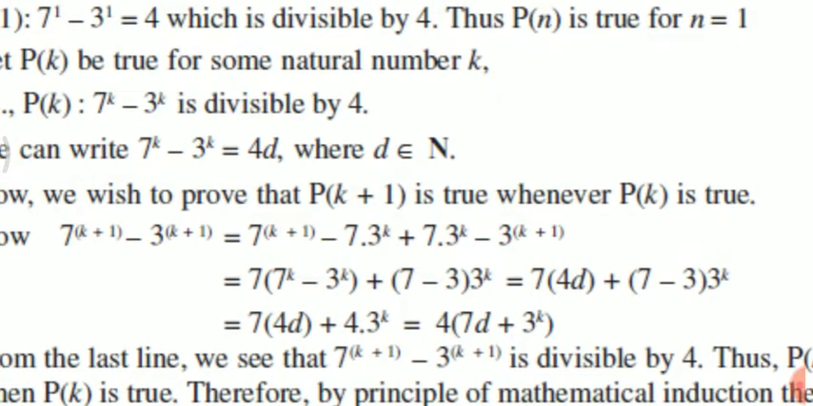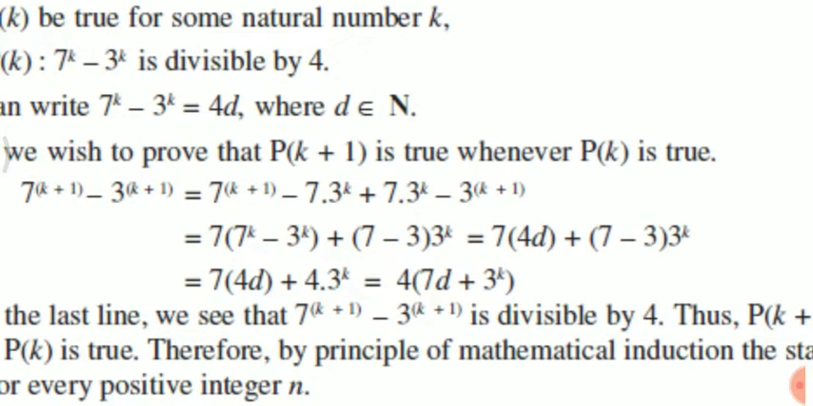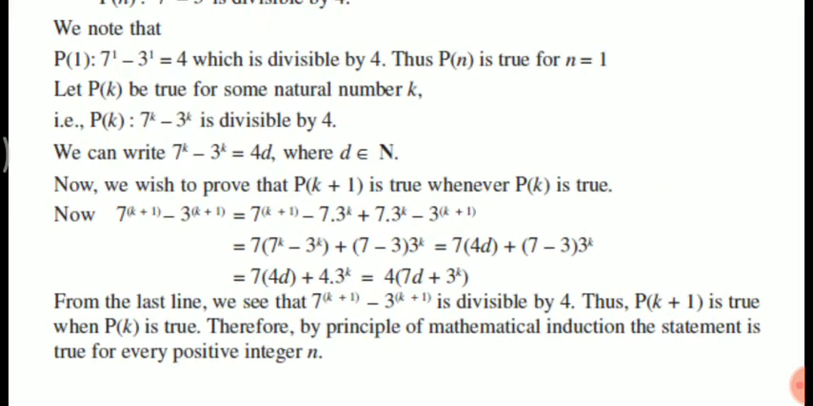7 raised to the power k plus 1 minus 3 raised to the power k plus 1 is this. We add and subtract one term, so that 7 is taken common in the first two terms, and 3 raised to the power k is taken common in the next two terms. So 7 raised to the power k minus 3 raised to the power k is already known as divisible by 4, and 7 minus 3 is 4, we know. So both terms have 4 as a factor, so 4 can be taken out. Hence we can say that the number is divisible by 4.